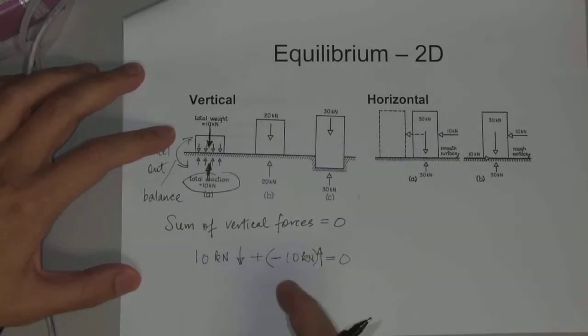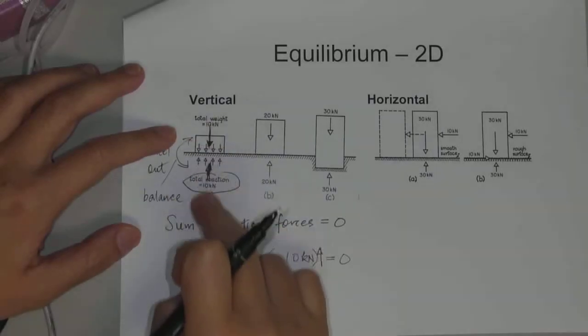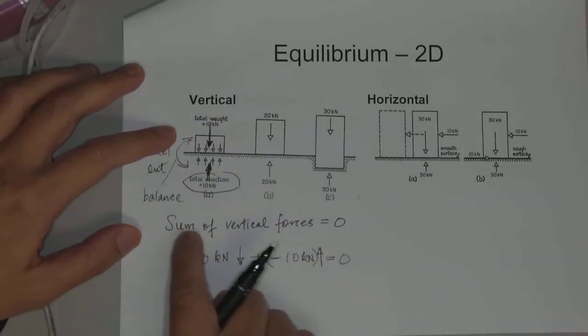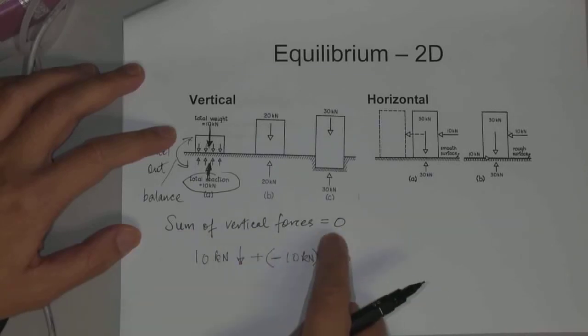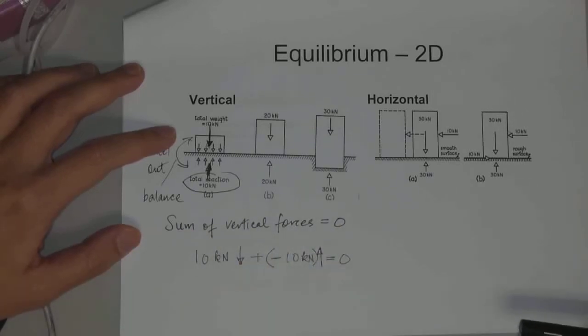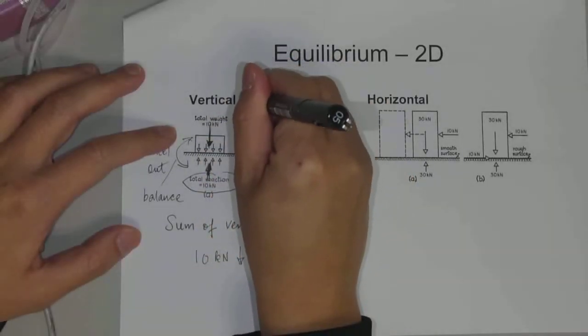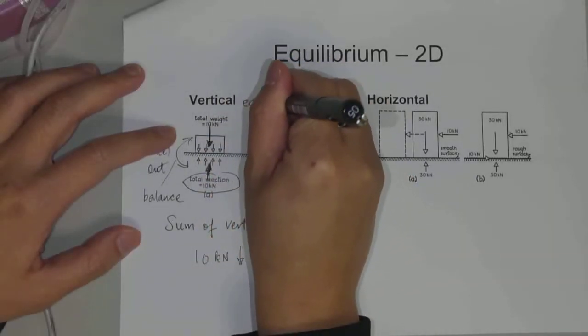Right? So these two forces just add up to 0. So in the vertical direction, there is no resultant. Add everything together, it's just 0. This is what we call vertical equilibrium.